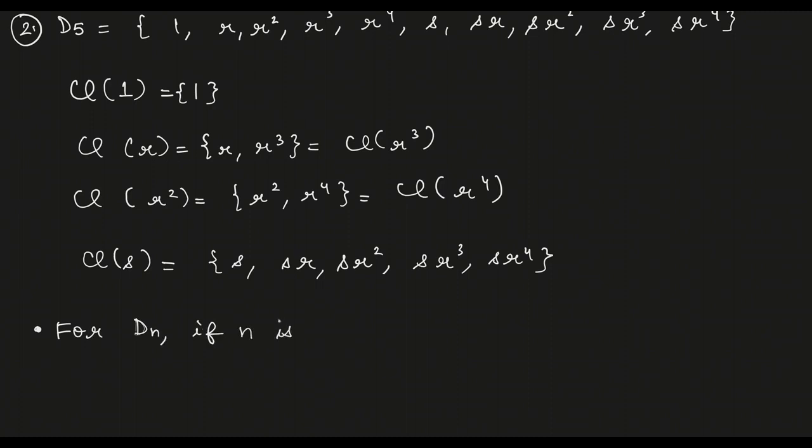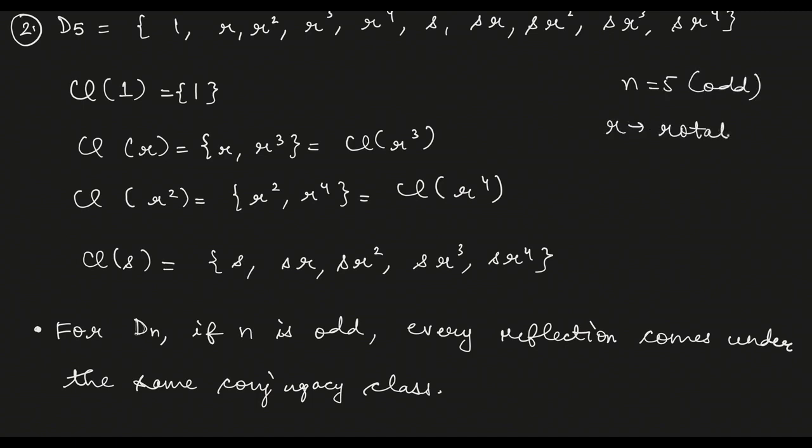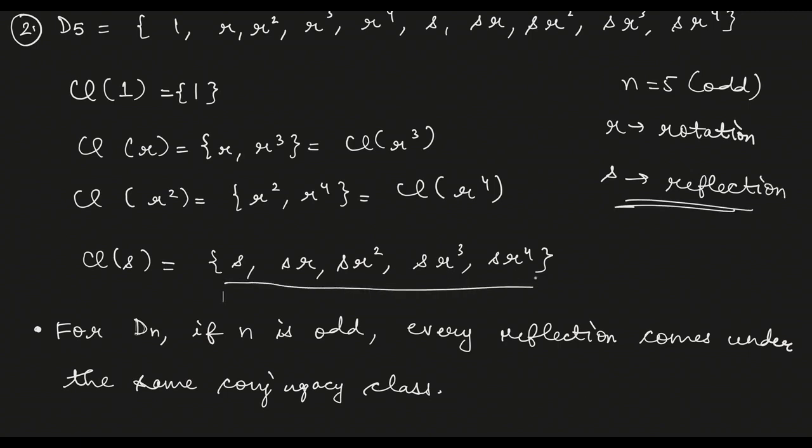For dihedral group Dn, if n is odd, every reflection comes under the same conjugacy class. Here n is equal to 5, which is odd. R denotes rotation and S denotes reflection. That's why, since n is odd, every reflection comes under only one conjugacy class.